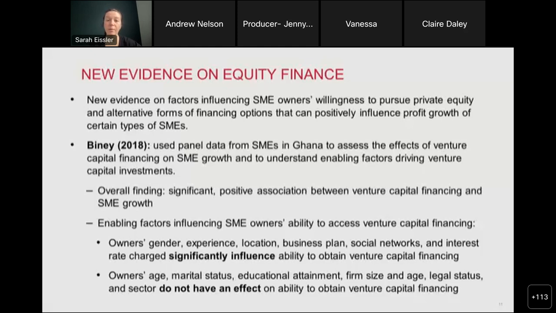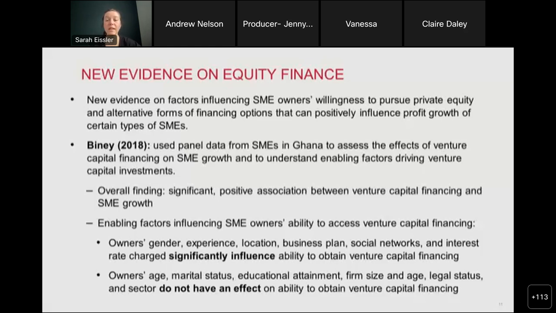So, for example, breaking that down a little bit, the study found that women SME owners were less likely to seek and obtain venture capital financing than men, as women owners were found to prefer using internal financing options compared to external ones.